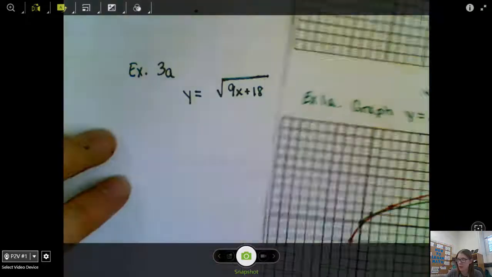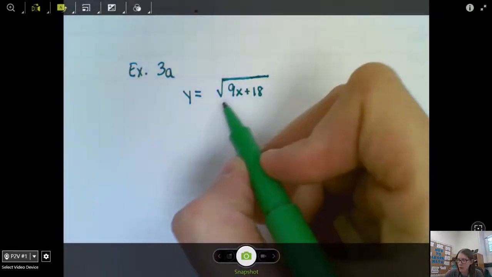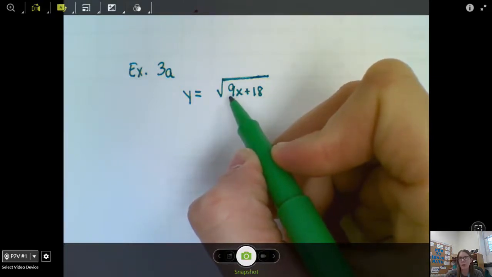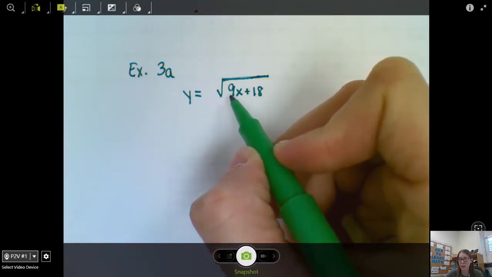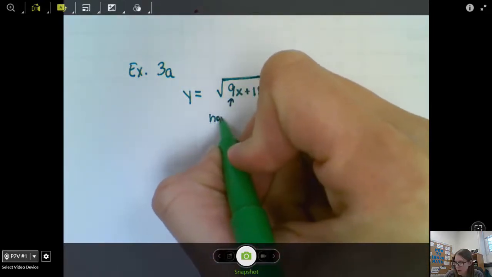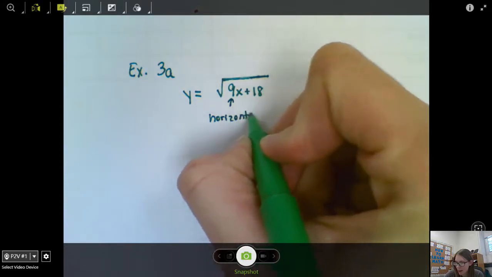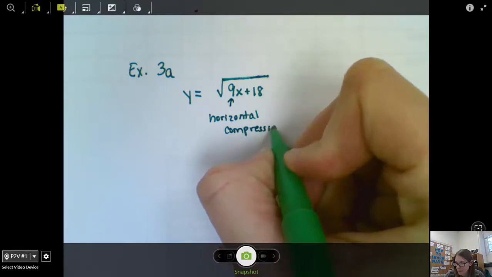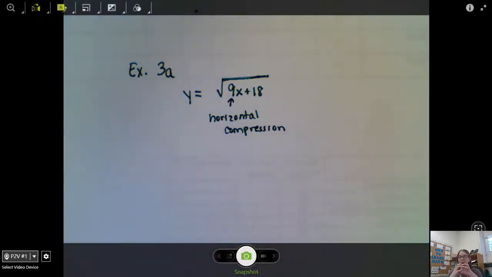So let's think about if I'm multiplying something on the inside by 9. Inside is horizontal. Remember that everything on the inside does the opposite of what we think. This is going to be a horizontal compression, meaning our graph would get shrunk in horizontally. It's going to get moved closer to the y-axis. And that's not always the easiest thing to graph.